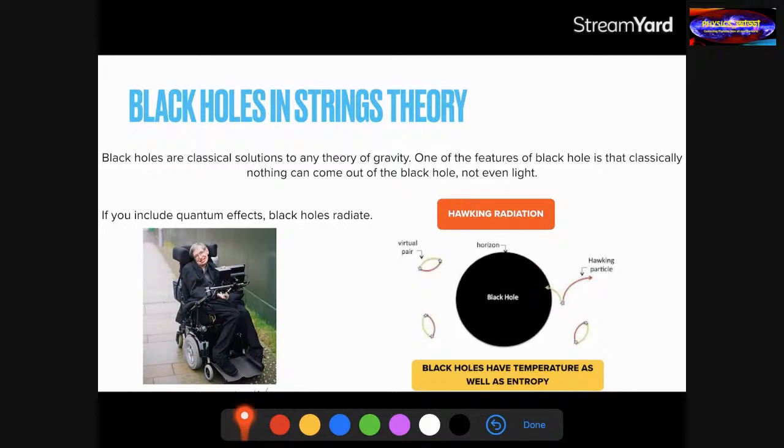For an observer very far away, it will look like the antiparticle goes into the black hole and annihilates some particle inside, and the black hole loses some mass. So it will look like the black hole is losing mass, and whatever mass it is losing is coming out as radiation. This is basically your Hawking radiation. Just like any object which radiates, a black hole also radiates in this way when you include quantum effects, and therefore it has temperature as well as entropy. So just like any thermodynamic object, black holes have temperature as well as entropy.